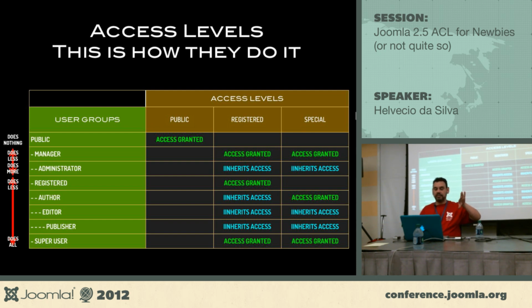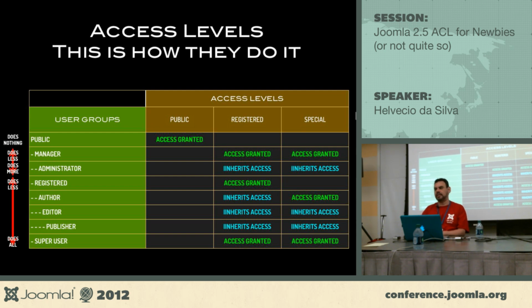You have on the left side the user groups, and on the right side the access levels. So the user group public has public access granted, and that's pretty much what it does. It just sees the website, okay? And then you have manager and then the child group administrator. And then you have registered and child groups, author, editor, and publisher. And then finally you have super user.